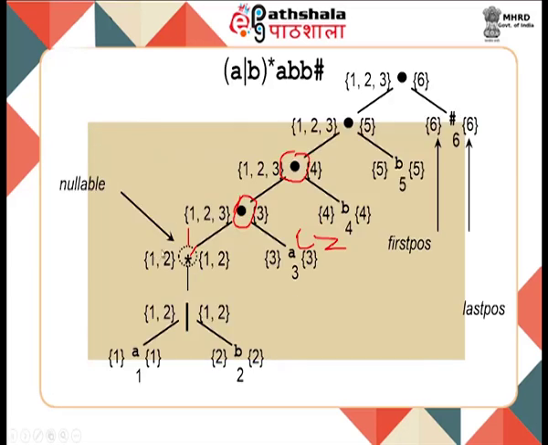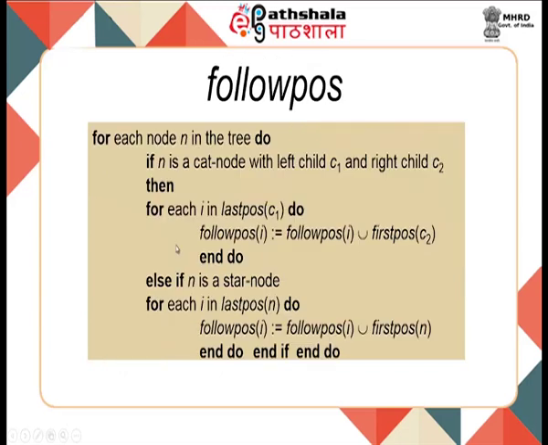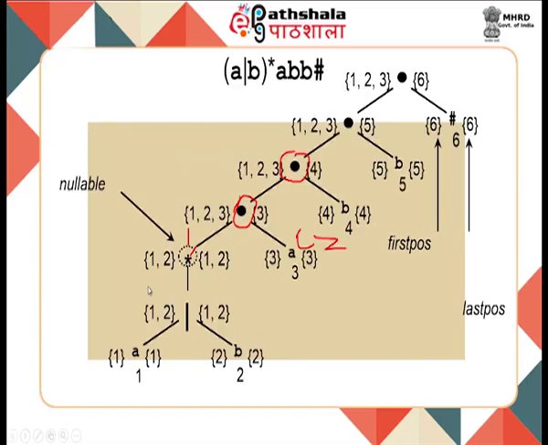Let us take a concatenation node here, which is this node. So this is a concatenation node, and what should I look for? For each I in last position of C1. Its left child is this one, right child is this one. So this is the left child. So left child's last position is 1, 2. So I have to look at the follow position of 1 and follow position of 2, is what I am trying to compute now.